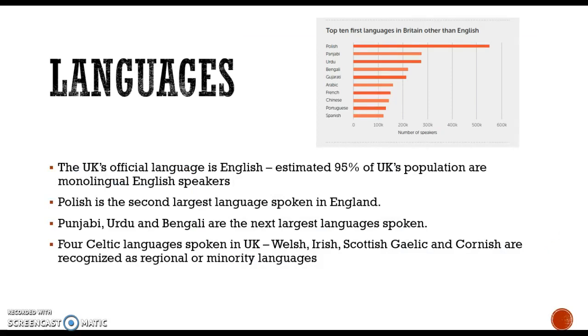The official language of the UK is English, and unlike other European countries, almost 95% of the UK population is monolingual English speakers. Polish is the second largest language spoken in England, and that's followed by Punjabi, Urdu, and Bengali. The UK also has 4 Celtic languages, Welsh, Irish, Scottish Gaelic, and Cornish, and these languages are recognized as regional or minority languages.